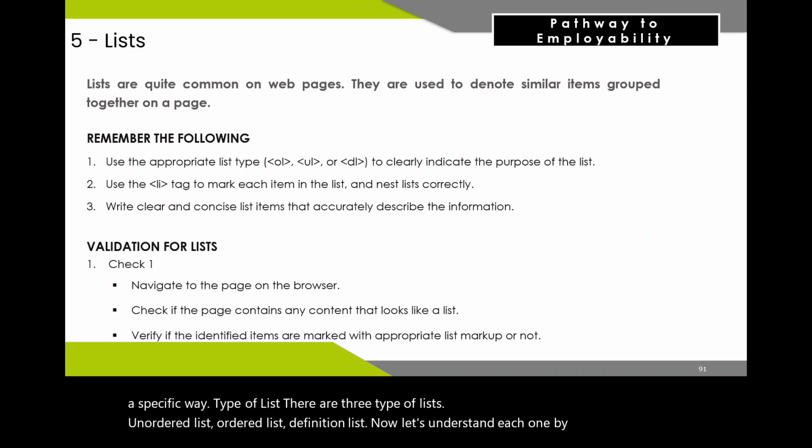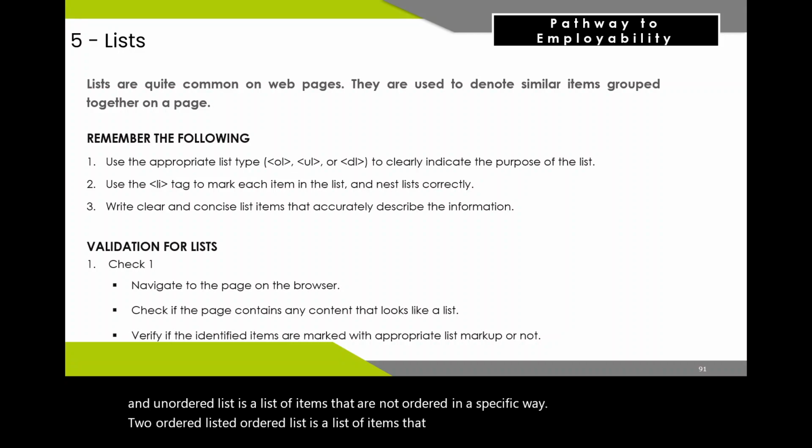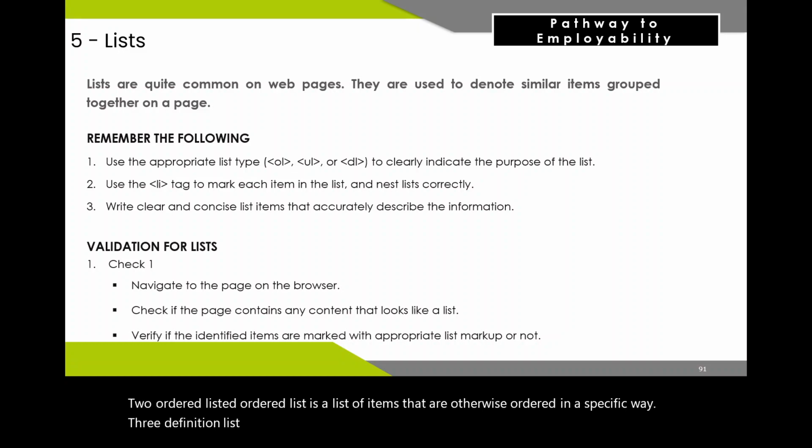1. Unordered list. An unordered list is a list of items that are not ordered in a specific way. 2. Ordered list. An ordered list is a list of items that are numbered or otherwise ordered in a specific way. 3. Definition list. Definition list is used when the content of the page contains terms that have to be described to the user. Remember the following points.